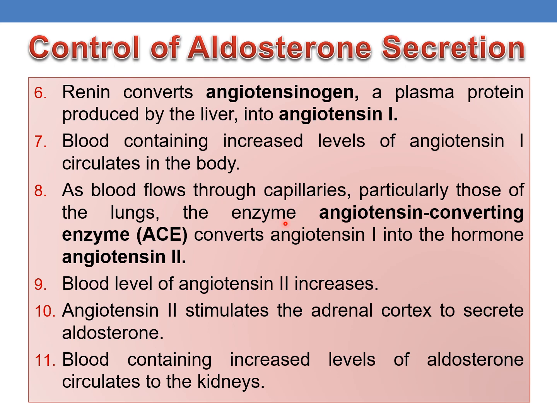As the blood flows through capillaries, particularly those of the lungs, the enzyme angiotensin converting enzyme, ACE, converts the angiotensin 1 into the hormone angiotensin 2. This results in increased blood levels of angiotensin 2. And this angiotensin 2 stimulates the adrenal cortex to secrete aldosterone. And blood containing increased levels of aldosterone circulates to the kidneys.